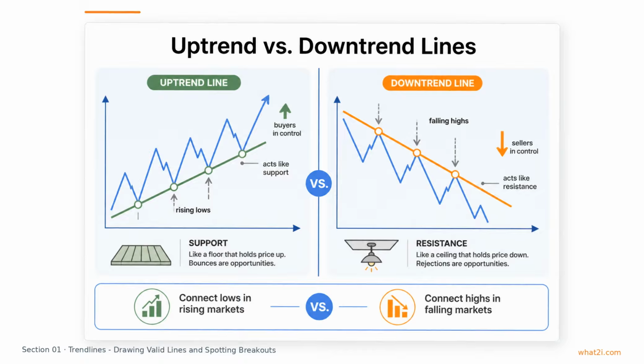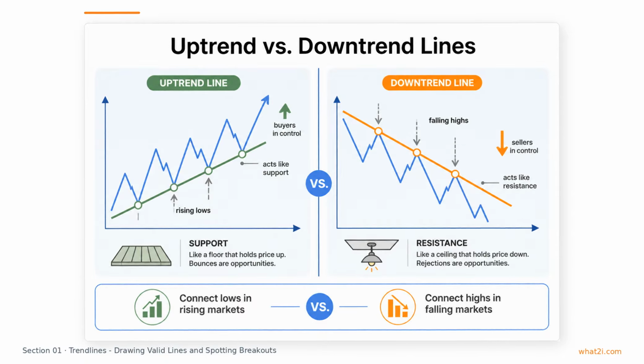In an uptrend, you connect rising swing lows, because those lows show where buyers keep stepping in at higher prices. That line becomes a reference for support, meaning an area where demand has been showing up. In a downtrend, you do the opposite and connect falling swing highs, because those highs show where sellers continue to regain control. That line acts more like resistance, where rallies have been running into selling pressure. So the basic idea is simple. In rising markets, focus on the lows, and in falling markets, focus on the highs.